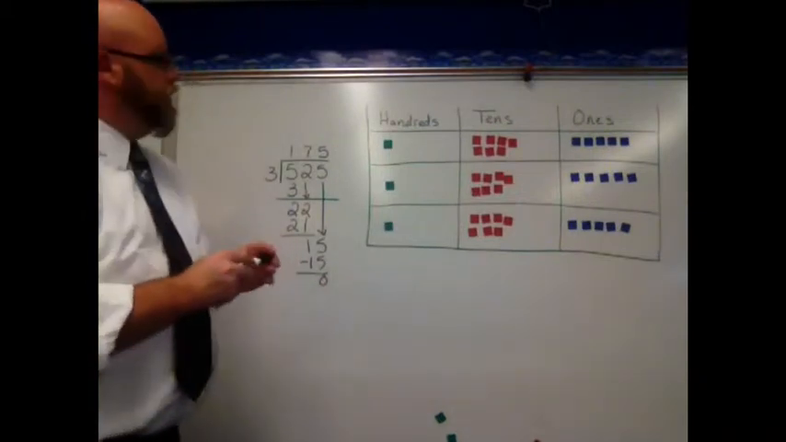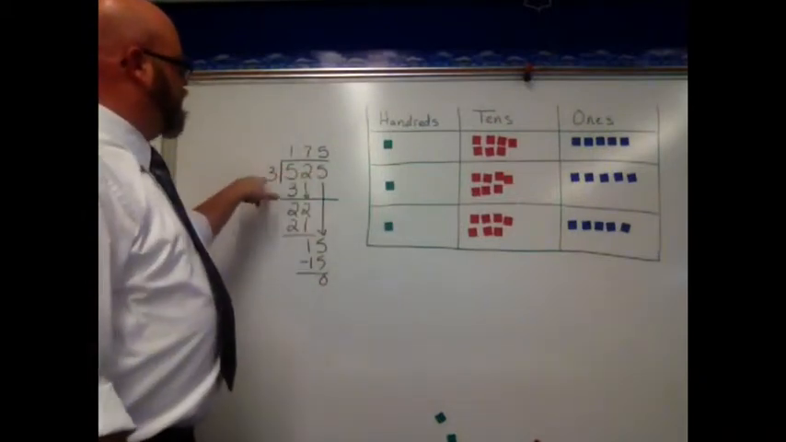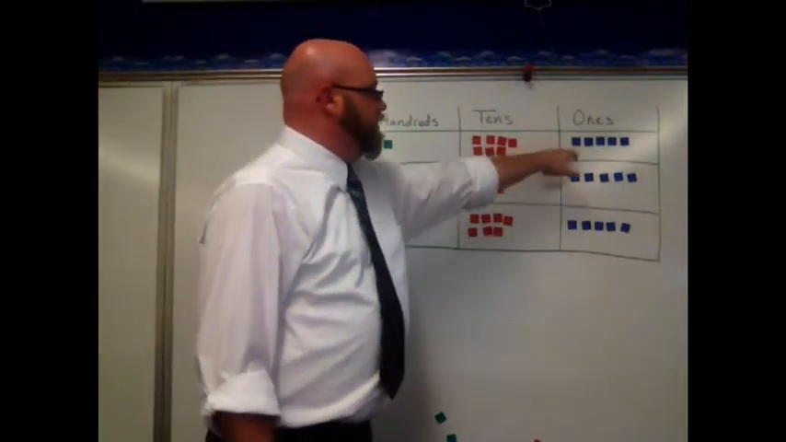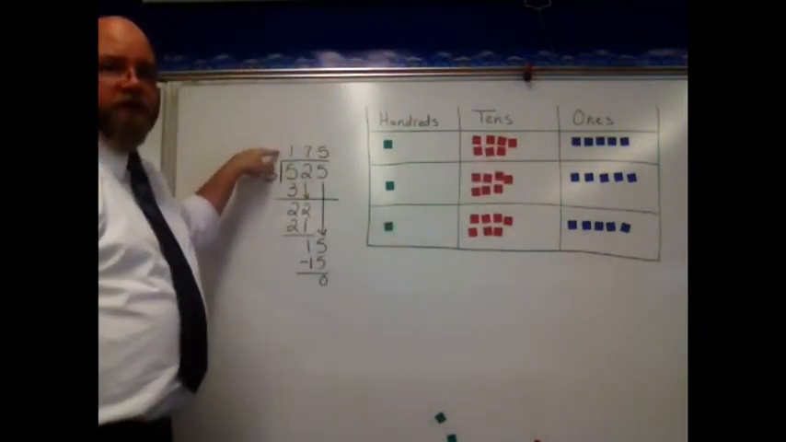When I look, 525 divided by 3 is 100, 7 10s, 5 1s, or 175.